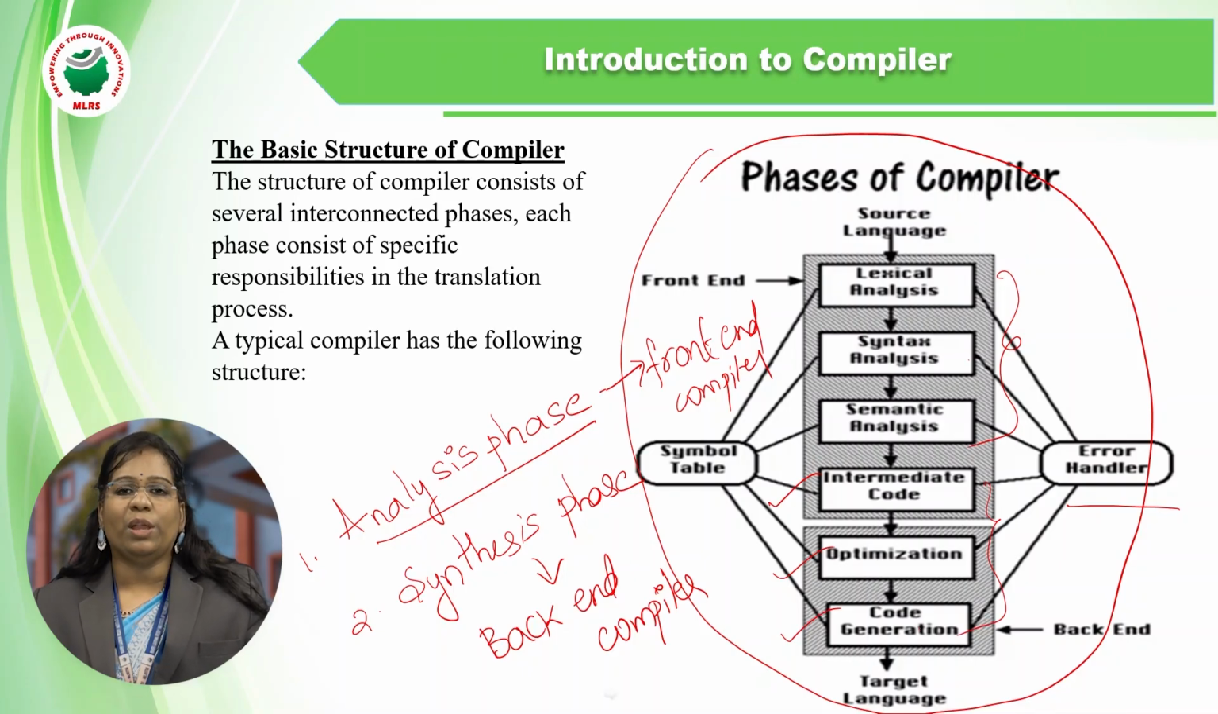The structure of the compiler and the phases of the compiler are very important. They will ask questions such as explain the phases of the compiler or explain the structure of the compiler. When they ask about the structure of the compiler, first you need to say it is divided into two types, that is analysis phase and synthesis phase. Again you need to explain all the phases: in the analysis phase, the front end, what phases we are using, and in the synthesis phase, what phases we are using. That we need to explain for 5 marks in a diagrammatic way.